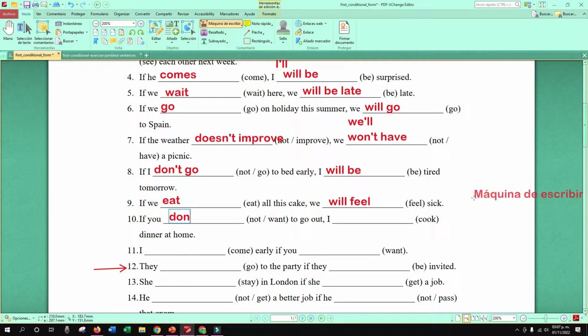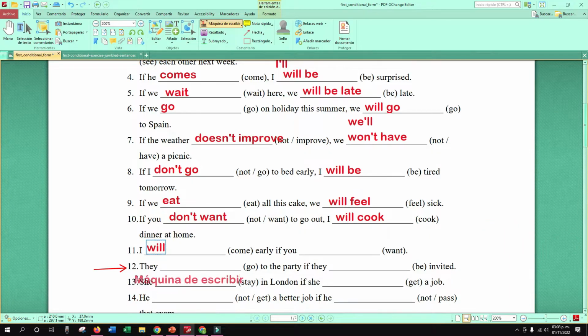If you don't want to go out, I will cook dinner at home. Excellent. Let's see the 11. I come... comes? I will. Okay, yes, in that case, I will.